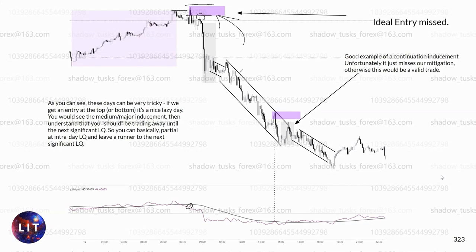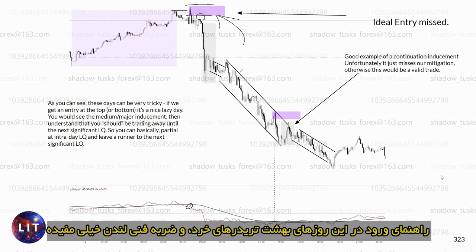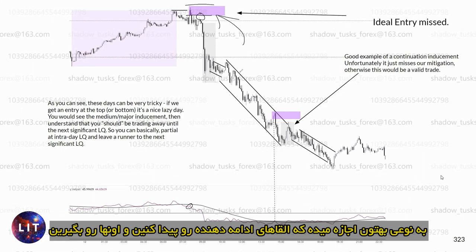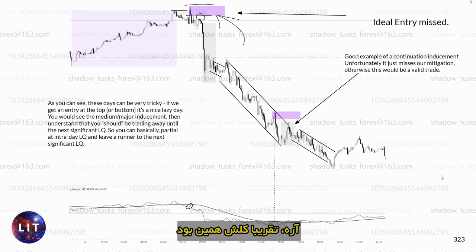But yeah, as you can see, the entry helper is actually very helpful when it comes to these retail heaven, London knockout days where you're just going to be trading in one direction. Sort of allows you to just identify the continuation inducements and take those. But yeah, that's pretty much it.